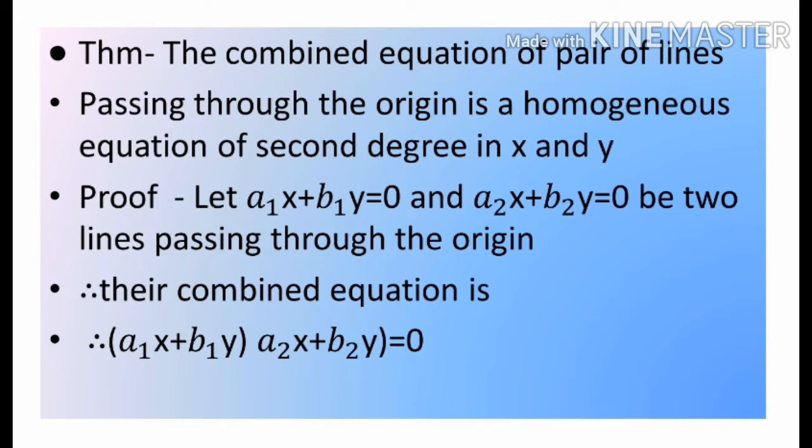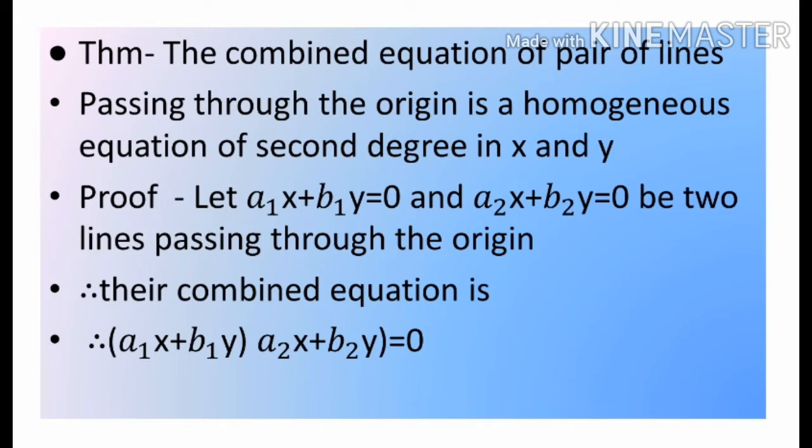Let a1x plus b1y equal to 0 and a2x plus b2y equal to 0 be two lines passing through the origin. The lines a1x plus b1y equal to 0 and a2x plus b2y equal to 0 pass through the origin because the separate constant in the equation is absent, or you can reduce the lines to the form y equal to mx. Now, the separate lines are there and we have to find their combined equation.